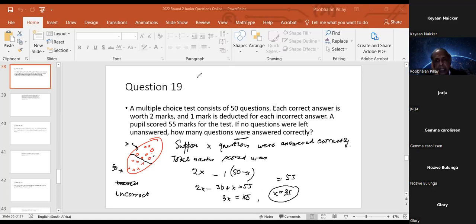You can check, he answered 35 questions correctly. So that would have given him 70 marks. And he would have answered 15 incorrectly, so he would have lost 15 marks because of each incorrect one. So you got positive 70 minus 15, and that gives you 55. So you can see that 35 is the correct answer.